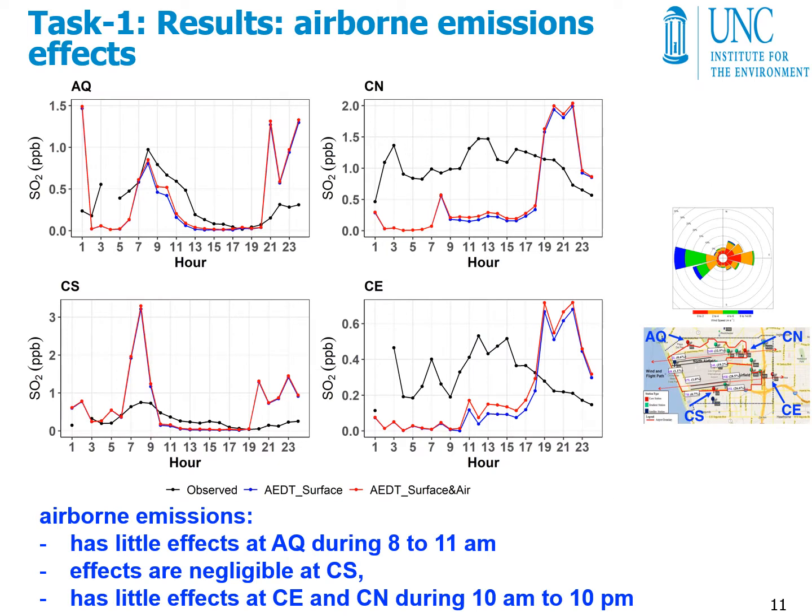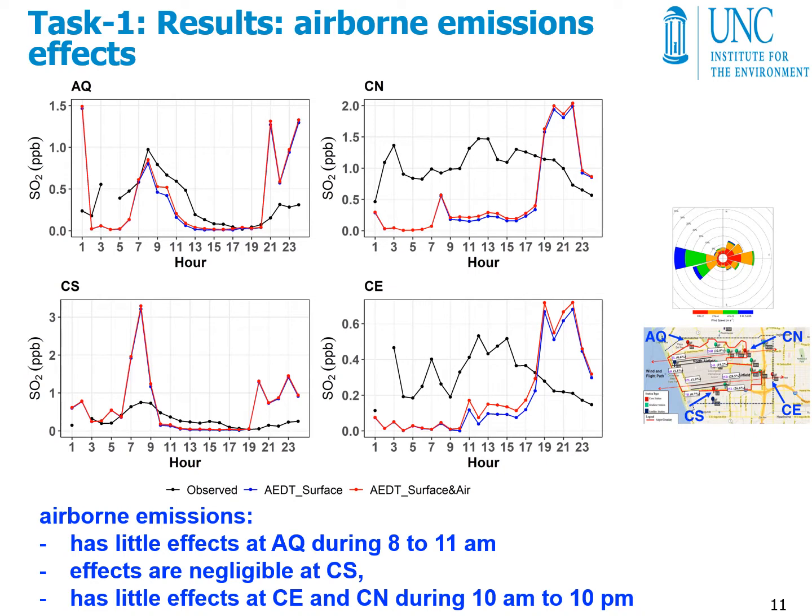This slide shows the result of task 1, which is airborne emissions effects. The four figures show the comparison of model prediction of hourly average SO2 concentration for the entire month of February with observation at 4 sites. The black line is the observations, the blue line is the case for only surface, and the red line is the case for both surface and air.